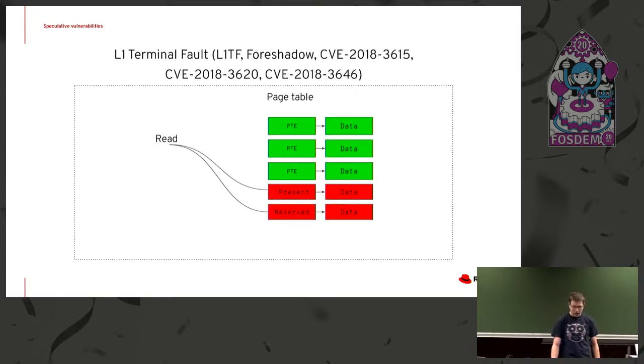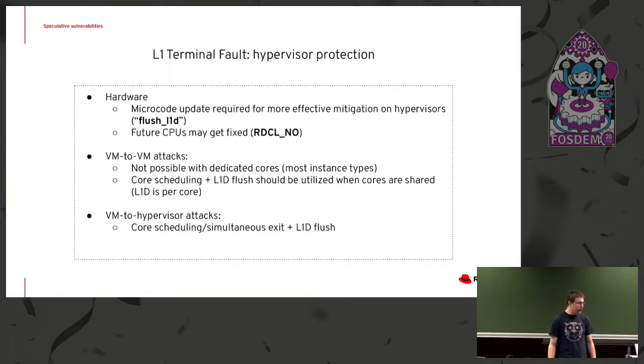L1 terminal fault, again related to page tables. When there is a page table which is not present, for example, or reserved, then usually you don't have access there. But speculatively, your CPU can actually access some memory location which is under the attacker's control. And there is a feature, again, which comes to you with a microcode update. But basically, you only need it if you are running your own hypervisor on bare metal. Even if you are running a nested hypervisor on public clouds, and not many public clouds allow you to do that, but for example, Azure does, you don't really need it, because they most likely take care of this when switching between VM and hypervisor, using this feature on the hypervisor.